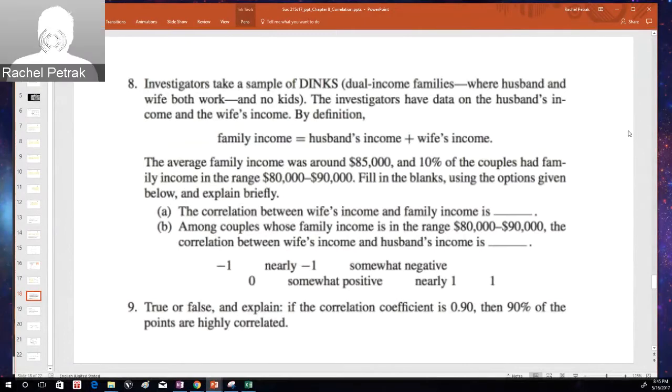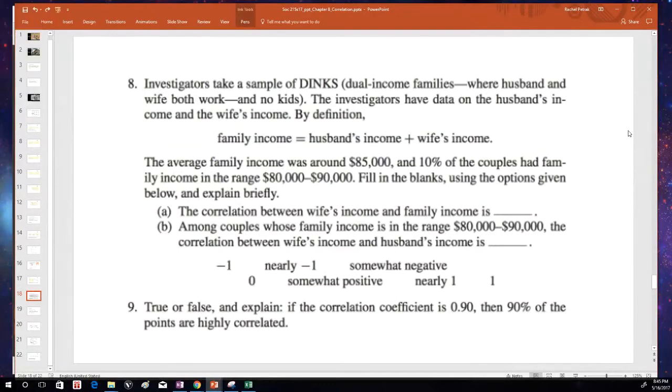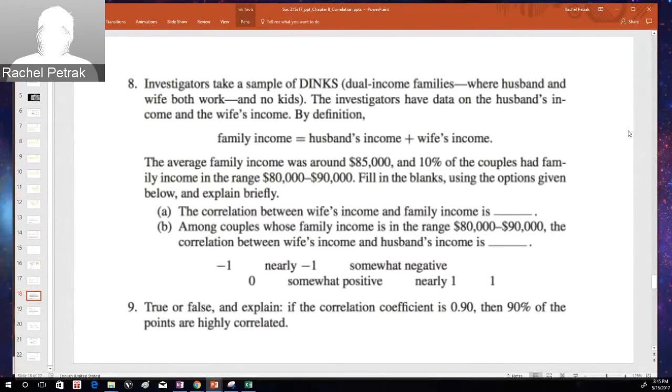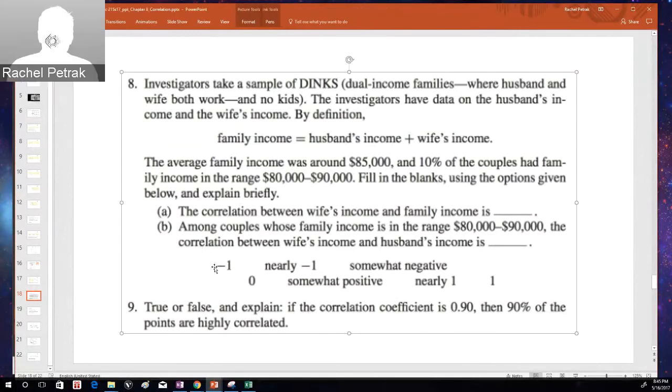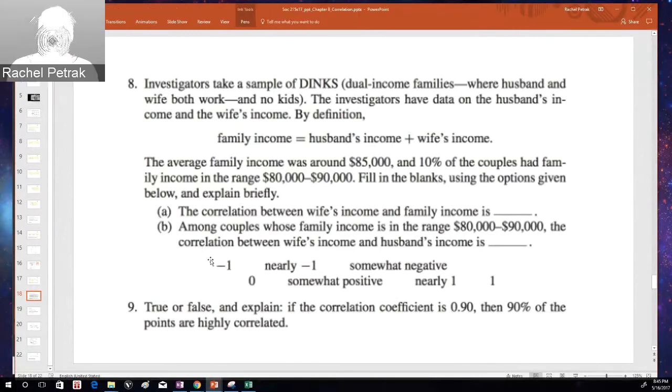The correlation between the wife's income and the family's income is, we should look here at these responses down below to choose. And more than one could be applicable here. Now, I guess not somewhat positive. I guess somewhat positive, we'll consider that to be maybe a correlation of about 0.5. So that's what I was thinking.